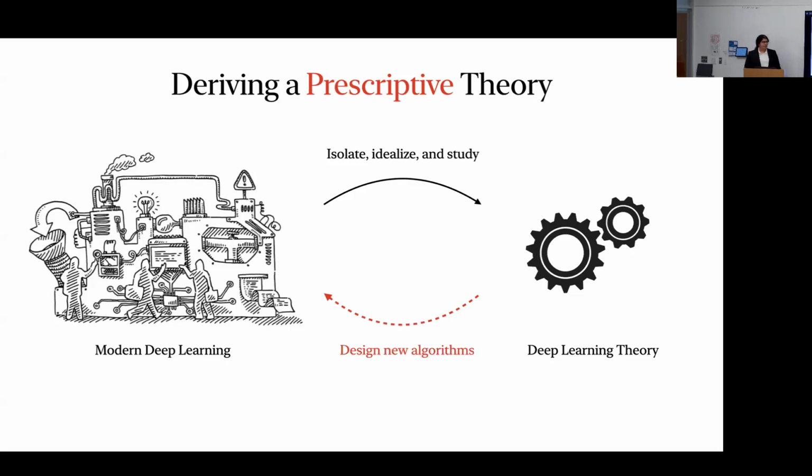However, for this theory to be prescriptive, we need to complete the feedback loop and be able to use the insights from the theory to design new algorithms. Traditionally, this has been a bit difficult for theory to do, and it is becoming even more difficult as these models are trained in increasingly convoluted ways on more and more data, and the ways that we're training them are changing so quickly. So my approach to creating this prescriptive theory is what I call full stack.